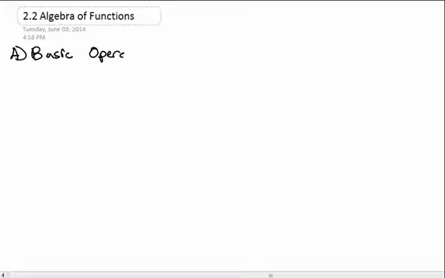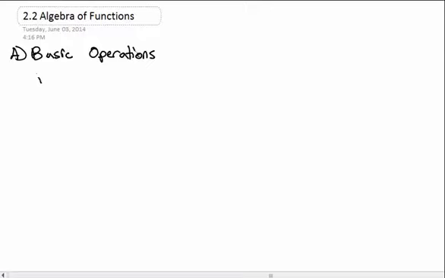In section 2.2, we're going to actually start working with functions a little bit with what's called the algebra of functions. And the first thing we're going to do is really quick because it's so simple. It's the basic operations that we can do to combine functions. This is your basic add, subtract, multiply, and divide.